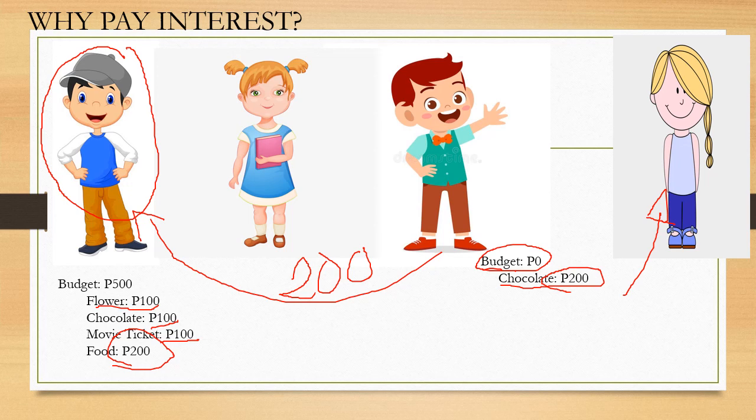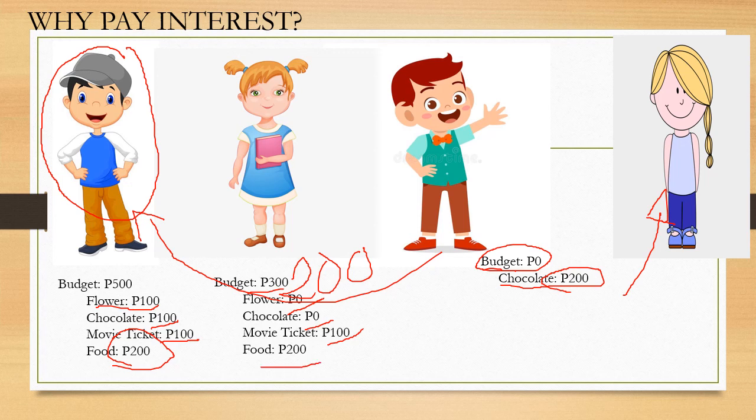Para lang maibili niya ng chocolate si Catherine. Ayan. So dahil doon, ang budget na lang ngayon ni Alvin ay 300 pesos. Hindi na siya namili ng flour. Hindi na siya namili ng chocolate. So ang binili niya lang ay yung movie ticket and yung 200 pesos na para sa kanilang date.